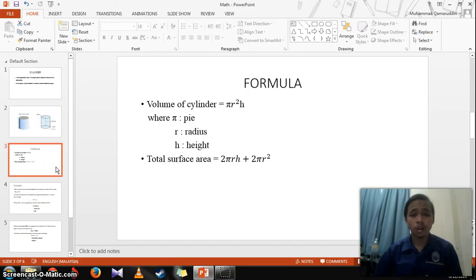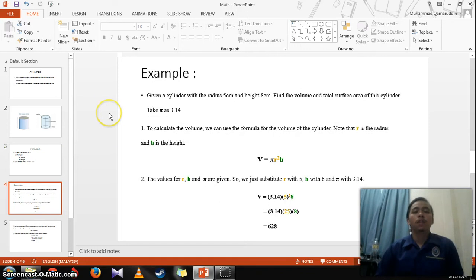Okay, the formula for the volume of a cylinder is pi r squared h, where pi is pi, r is the radius and h is the height. And second, the total surface area is given as 2 pi r h plus 2 pi r squared. Okay, we move on to an example question. Given a cylinder with radius 5 cm and height 8 cm, find the volume and total surface area of the cylinder. Take pi as 3.14.